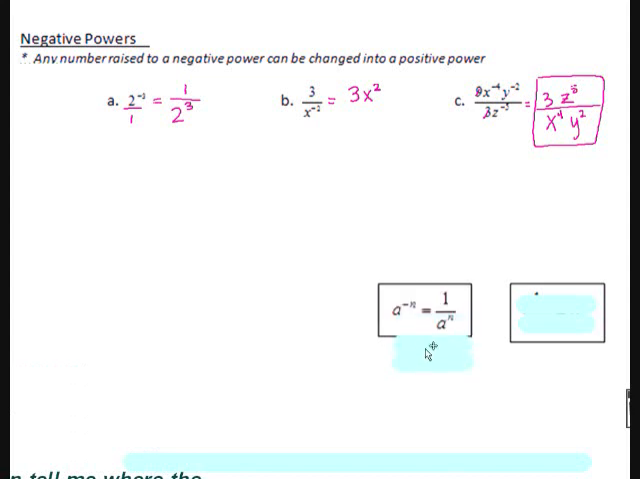You've got the rules right here. So if you have a base with a negative exponent, it becomes the reciprocal and that becomes a positive exponent. It also works if you start in the denominator, like here. If your power is in the denominator with a negative exponent, you can move it to the numerator and it becomes a positive exponent. So that's how you deal with negative exponents.